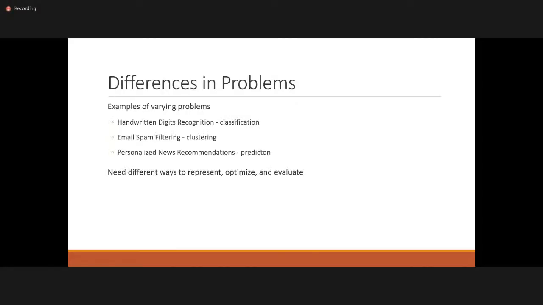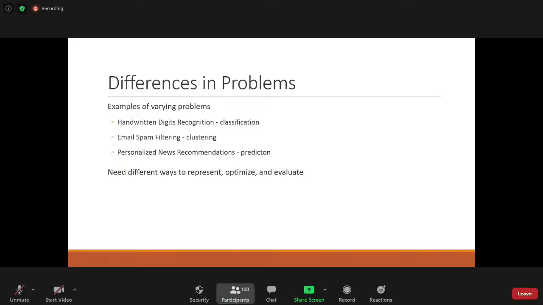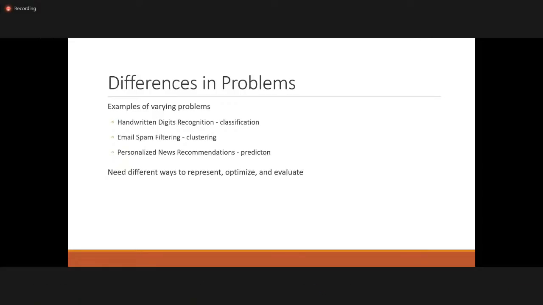So that's all good and well. We now know the basic structure of all machine learning algorithms. But there are very different problems when it comes to machine learning. One of the examples I gave you was handwritten digits recognition.